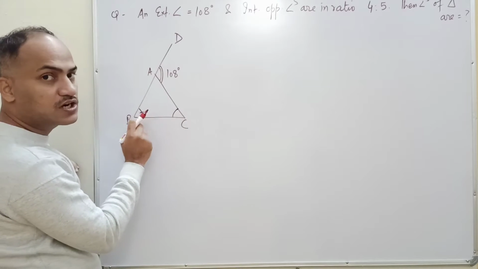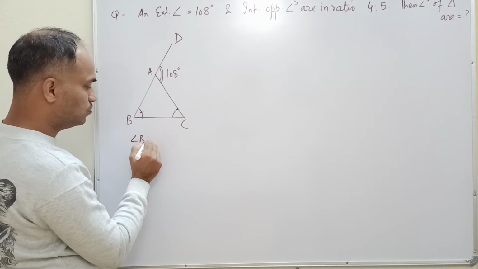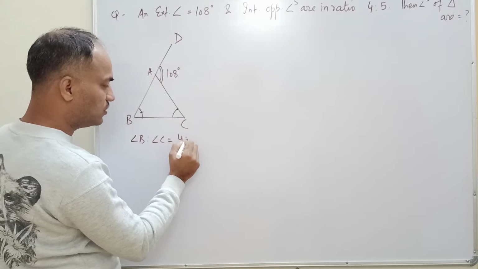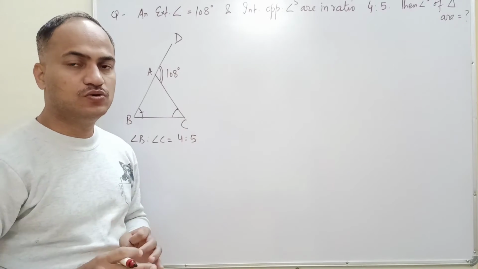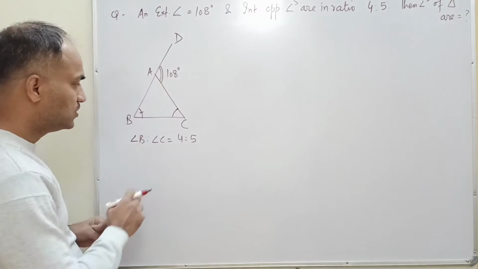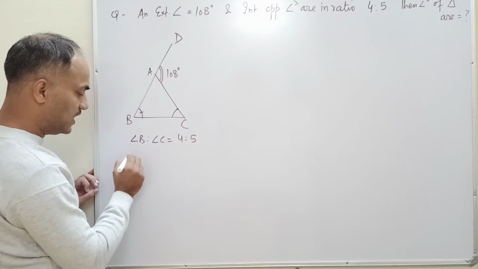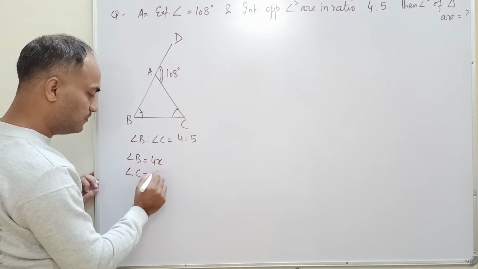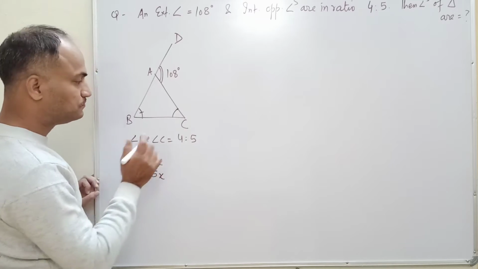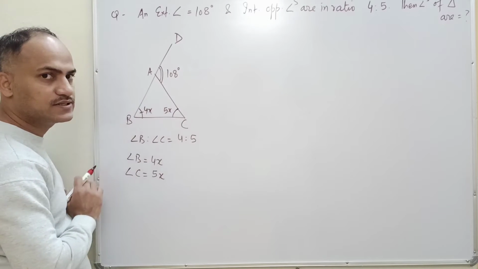So these angles are not equal now. They are in the ratio. Angle B is to angle C is 4:5. So here we can assume the ratio as some variable. Suppose we assume the ratio as x. In that case, angle B will be 4x and angle C will be 5x. So 4x and 5x are these two angles.